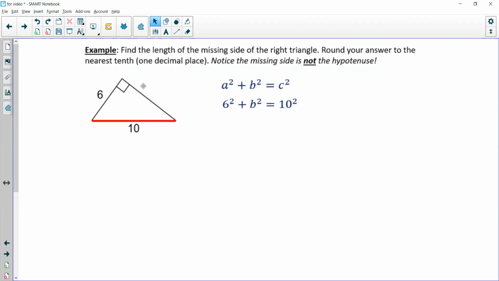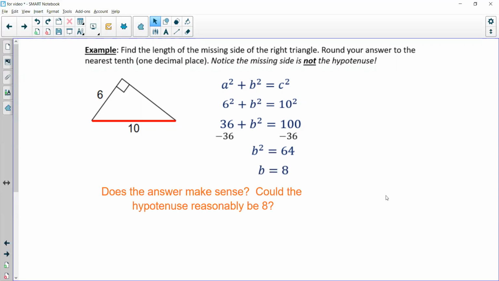Our missing side is one of the legs. It could be either a or b. I used 6 for a. So we get 6 squared plus b squared equals 10 squared. When we square the terms, we get 36 plus b squared equals 100. Next, we subtract 36 from each side of the equation to get b squared equals 64. Finally, square root both sides of the equation to get our solution, b equals 8.